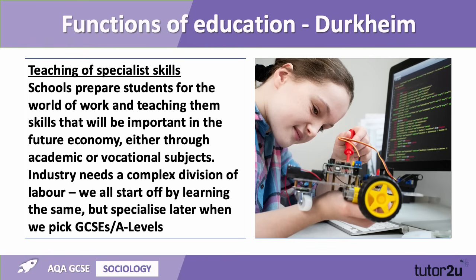And again, that idea of education preparing us for the world, giving us skills to succeed outside of school. So industry does need that complex division of labour. We all start off learning the same, but we specialise later. And that specialisation starts really halfway through year 9 when you start picking your GCSE options, where you start planning for the things that you know are going to be more useful to you in the future.